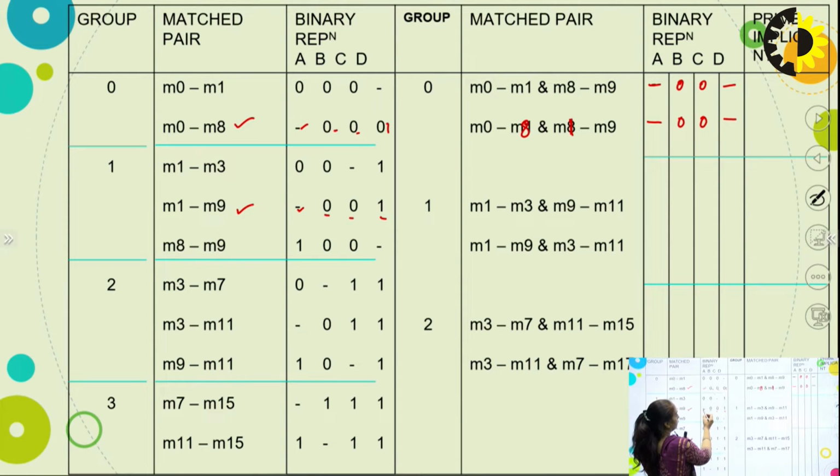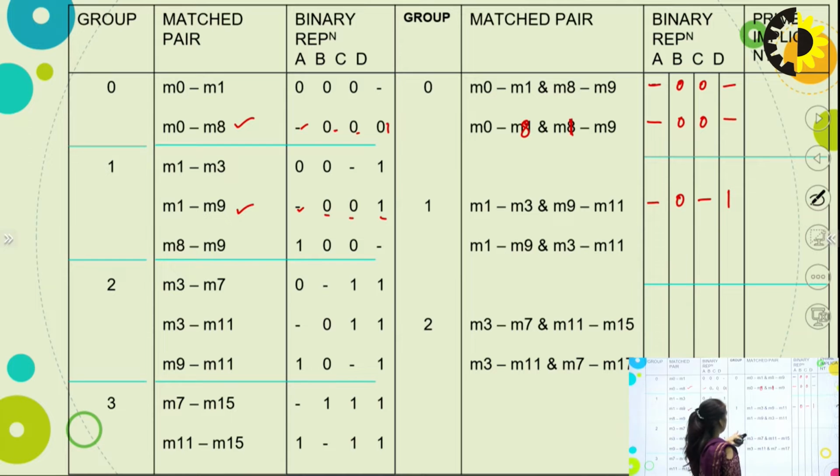Right, because your removed variable is not at the same place, so we cannot compare this. Okay, so next, group 1 will be compared with group 2. Compare M1, M3 with M9, M11. We are going to have the values. A will be removed, 0 and 1.